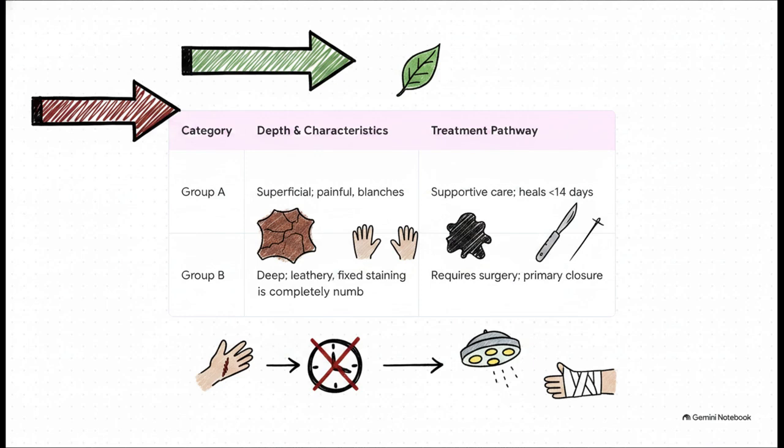If a burn is leathery, has fixed staining, or is completely numb, which means those nerve endings are totally destroyed, it goes straight into Group B. We literally cannot wait around for those to heal on their own because they just end up causing terrible scarring and loss of function. We have to operate.